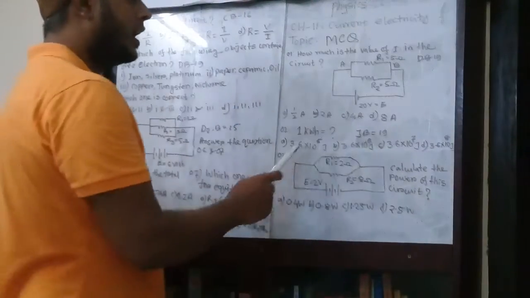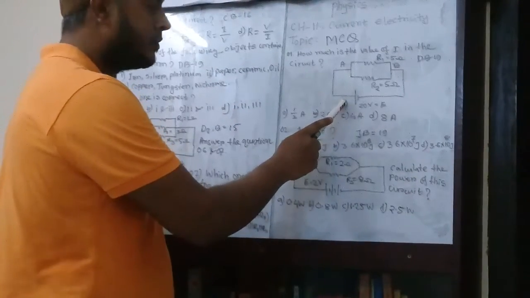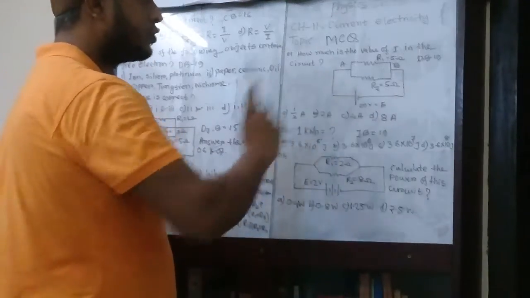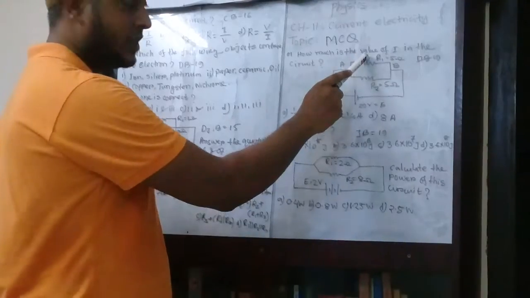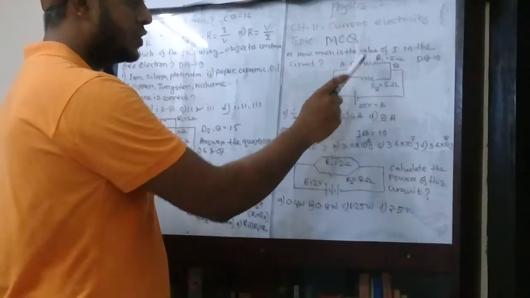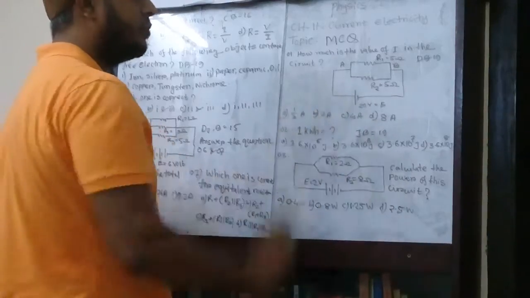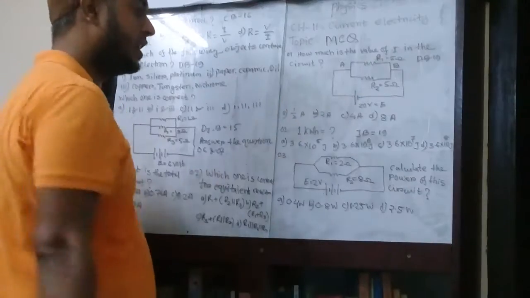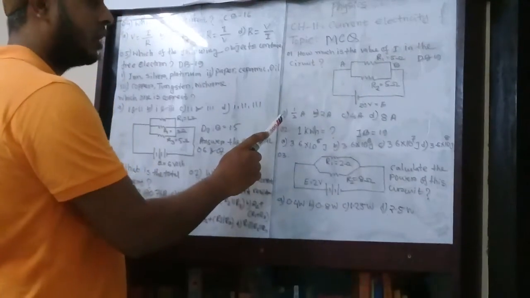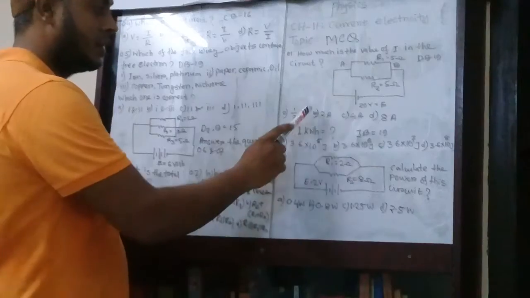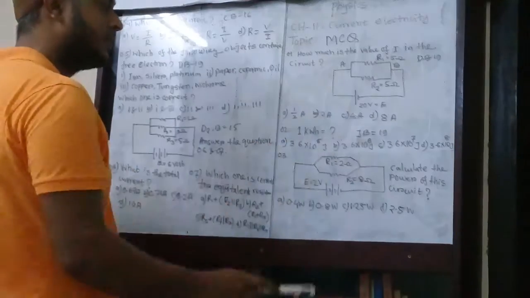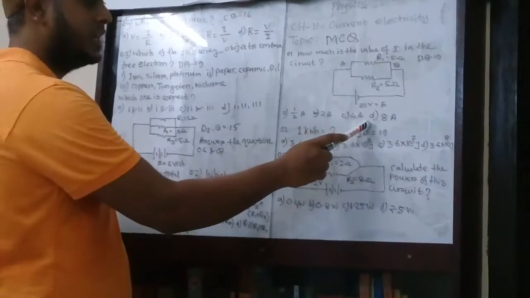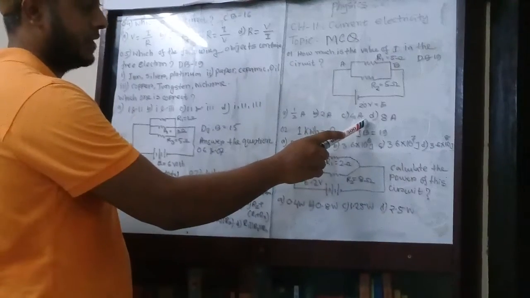You see, boys and girls, there is a battery or cell here. The electromotive force of this battery is 20 volt, and there are two resistors, one is R1 and another is R2. These two are connected between points A and B in a parallel connection, and there are four options given here. A: I equals half ampere, B: I equals 2 ampere, C: I equals 4 ampere, and D: I equals 8 ampere.